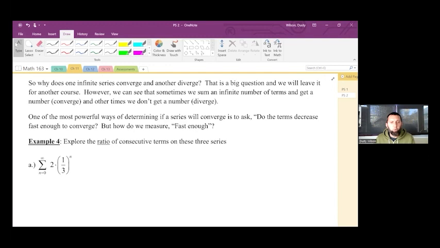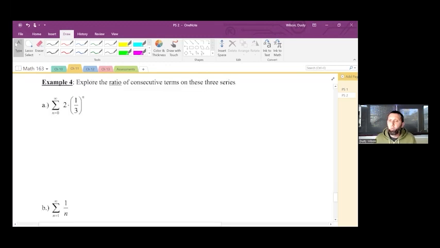One of the most powerful ways of determining if a series will converge is to ask, do the terms decrease fast enough to converge? That's great, but how do we measure fast enough? So in example 4, we're going to explore the ratio of consecutive terms on these 3 series. So we want to look at the ratio of consecutive terms on these 3 series, the first of which is 2 times 1/3 to the n.